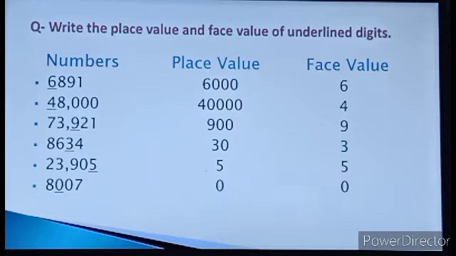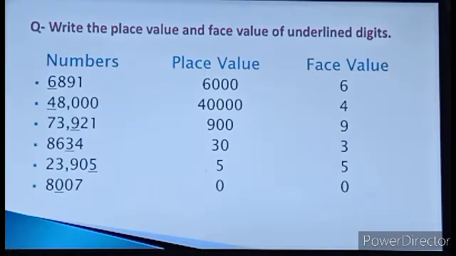So we have to write the place value of the number 6. You know about the places. The number is a 4-digit number, so the place value of 6 is 6000, and face value means whichever digit is underlined, that same number is the face value. The face value of the 6 is 6.